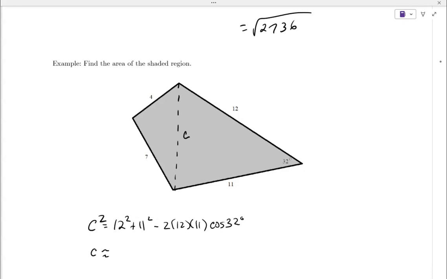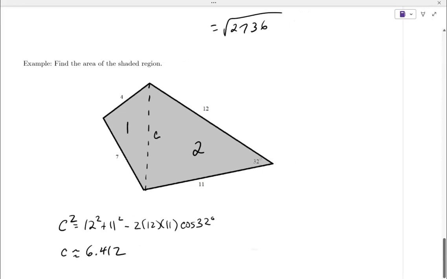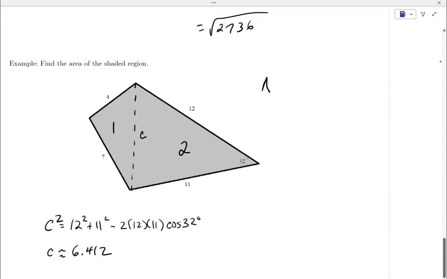What would you get for that value? 6.412, is that what you said? Okay. So what did others get? Awesome. All right, so now that we have that value, let's say I have triangle 1 and triangle 2. What would your area of triangle 1 be?